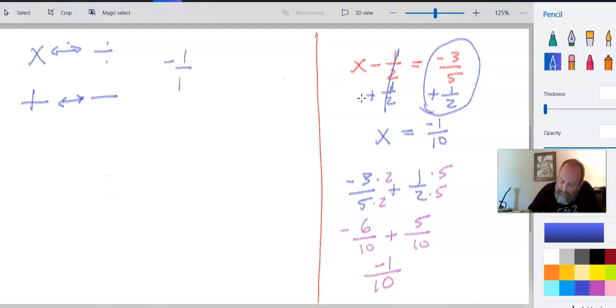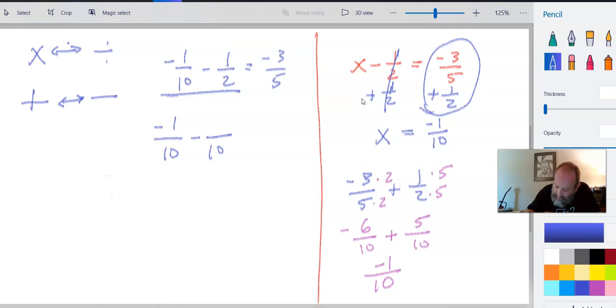negative 1/10 minus 1/2 equals negative 3/5. So that means we have to operate on this side and see if we can reduce that down to negative 3/5. So my common denominator is going to be 10. So I have negative 1/10 here. And to make that one a 10th, I'm going to multiply by 5.